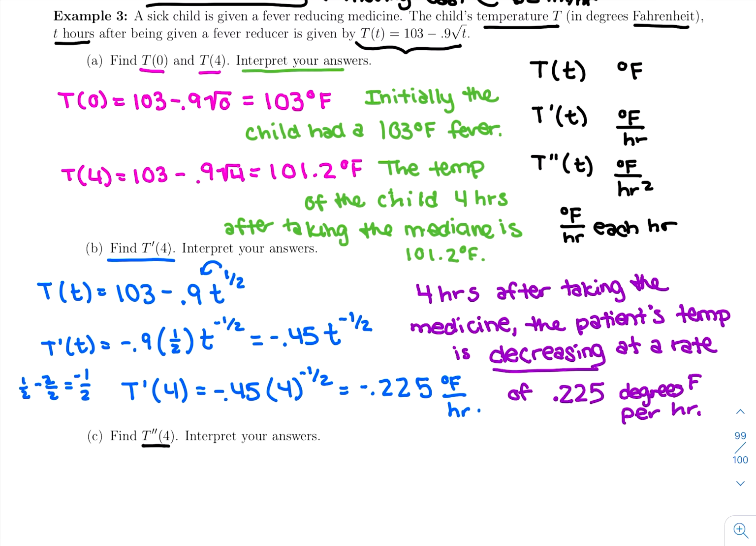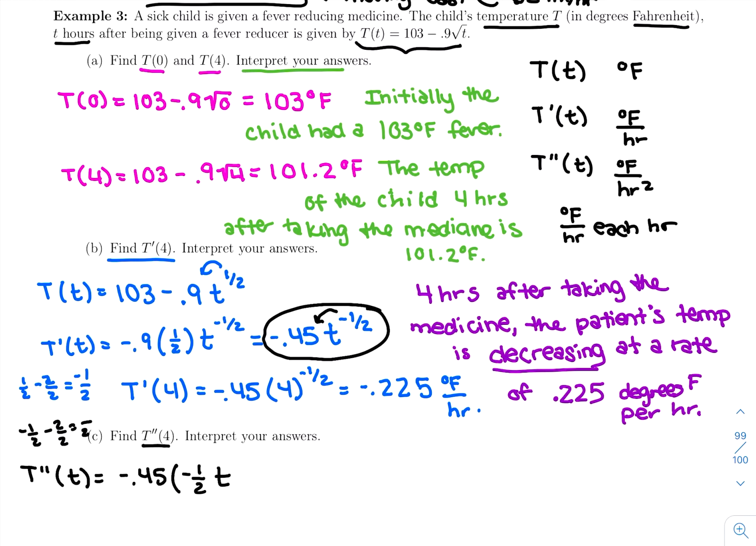So we're going to do T double prime of 4, which means we first need to find T double prime of t. So I'm going to look at this simplified version of the first derivative here and take a derivative of that. So I'm going to bring down the power on this one. It's going to be negative 0.45 times negative 1/2. And then t, I'm going to have to do some side work. Negative 1/2 minus 1 is minus 2/2. So I'm going to get negative 3/2.